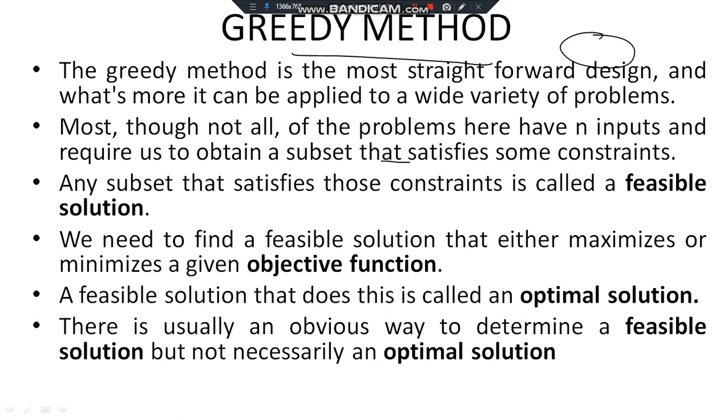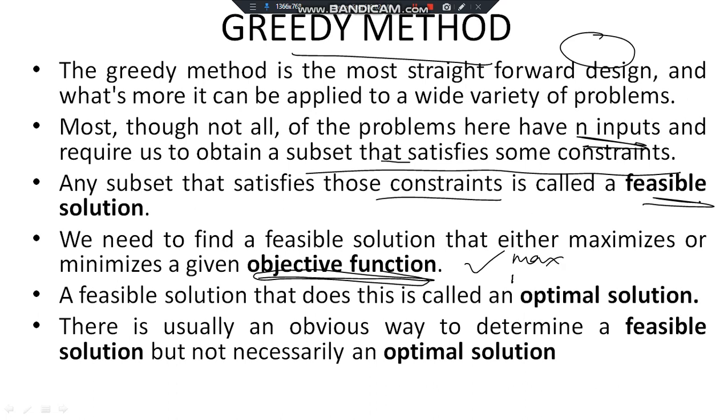Then, most of the problems here have n inputs, as I told previously, and require us to obtain the subset that satisfies some constraint. Any subset that satisfies these constraints is called a feasible solution. Then out of these feasible solutions, an objective function is given, and either we want to maximize this objective function or minimize it. So we need to find a feasible solution that either maximizes or minimizes the given objective function.